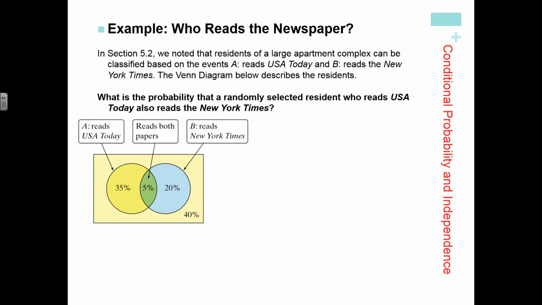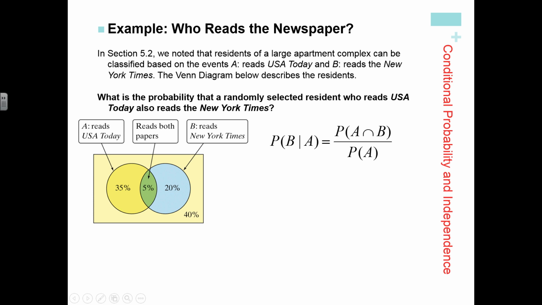All right, so just a short, real quick example. If you remember back from Keeper 5.2, we did an example about who reads USA Today and who reads the New York Times. We had a Venn diagram that we drew. We also did a two-way table for it. So let's say I'm trying to figure out what's the probability that a randomly selected resident who reads USA Today also reads the New York Times. In other words, if I know the person reads USA Today, what's the probability that they also read the New York Times? So here we have our formula, probability of B given A equals all of this.